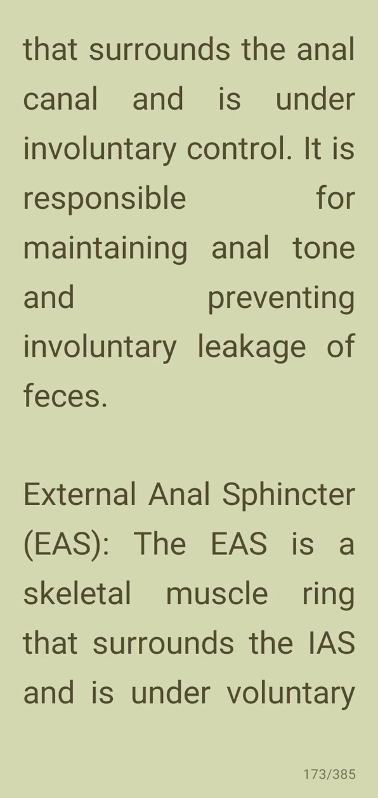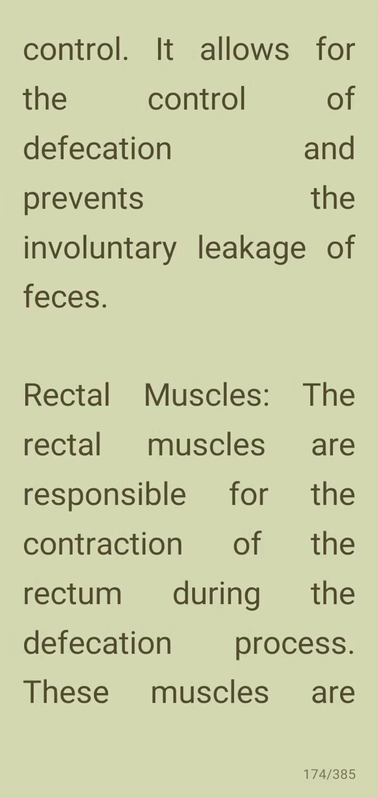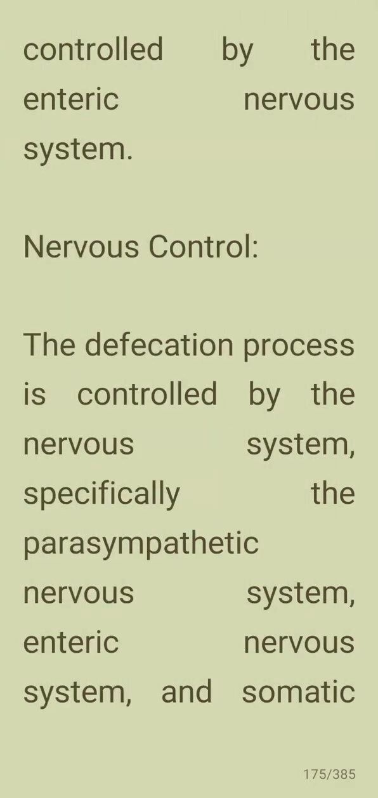Then, external anal sphincter. The external anal sphincter is a skeletal muscle ring that surrounds the IAS and is under voluntary control. It allows for the control of defecation and prevents the involuntary leakage of feces. Then, rectal muscles. The rectal muscles are responsible for the contraction of the rectum during the defecation process. These muscles are controlled by the enteric nerve system.